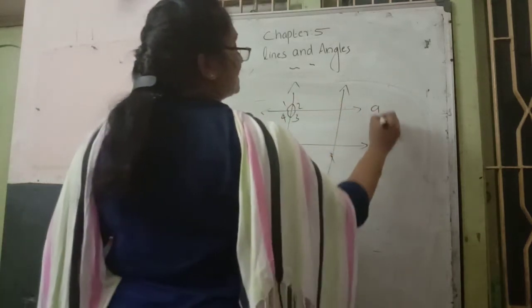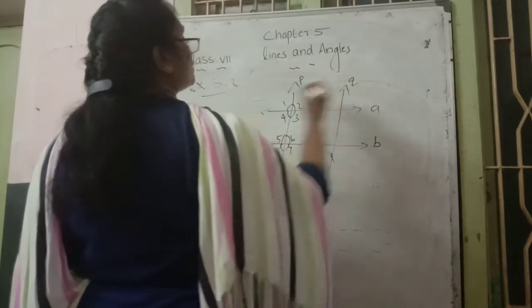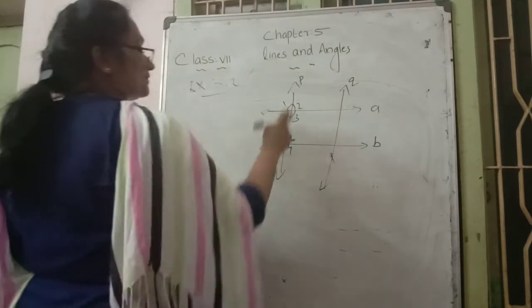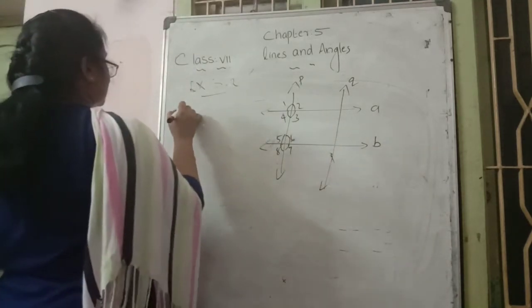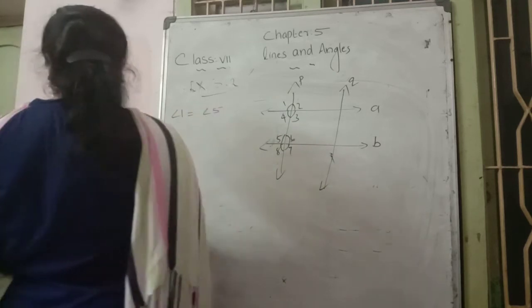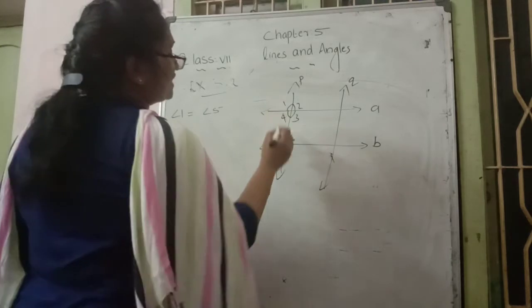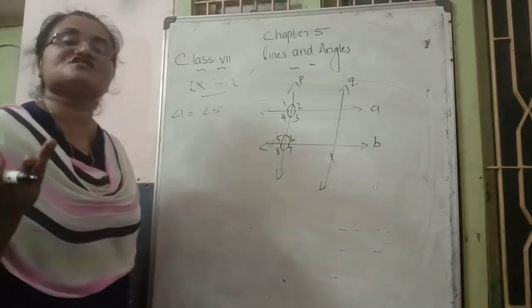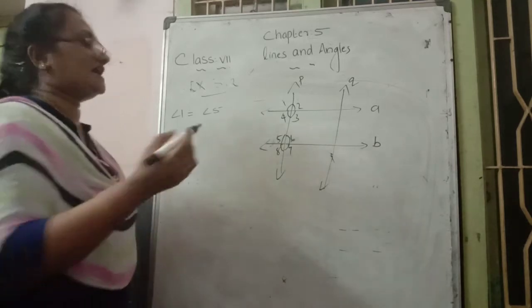The lines are A and B, and they mark the transversal as P. In the first question they are asking: angle 1 equals angle 5, if A is parallel to B. Angle 1 and angle 5, we call them which angles? Angle 1 and angle 5 are corresponding angles.